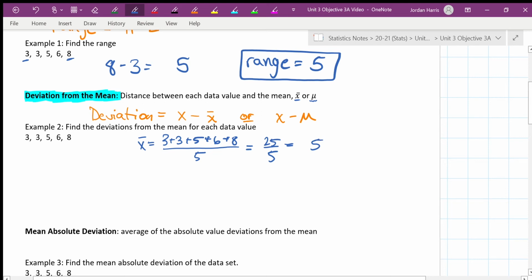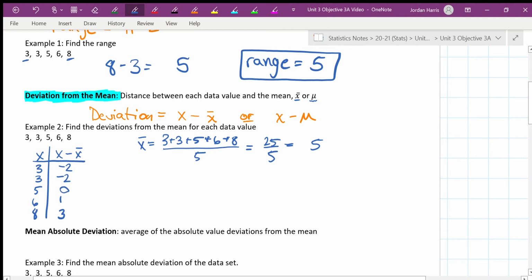My mean is 5. Now I'm going to make a table because we have to find, for each data point, the deviation from the mean. So 3, 3, 5, 6, and 8. I'm going to take the data point and subtract the mean from each one. So I get -2, -2, 0, 1, and 3. So these are our deviations. The first two numbers are 2 below. The middle number is exactly the same as the mean. Then we have 1 above, 3 above.